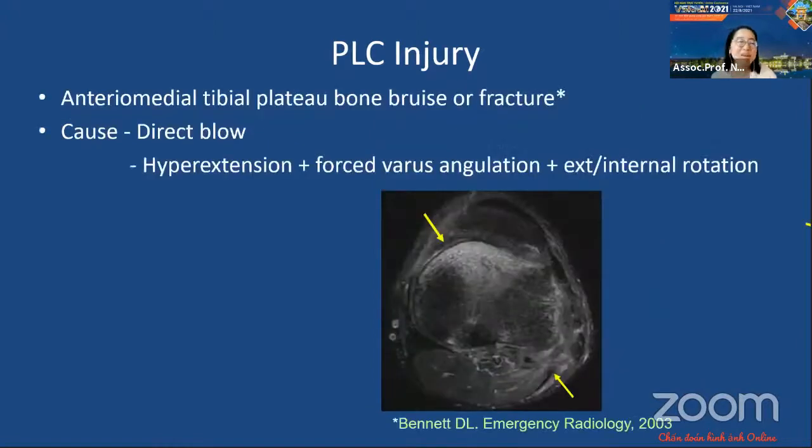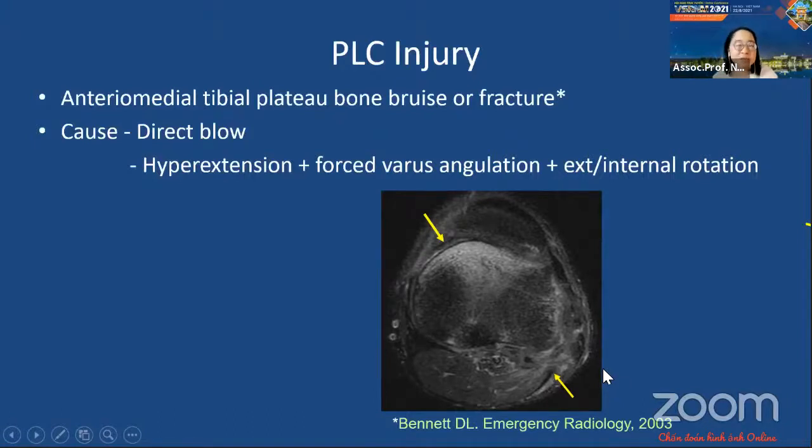And look at indirect signs, which is bone contusion, at the anteromedial tibial plateau or femoral condyle. That indicates that the injury occurs when the knee has hyperextension, varus force angulation, either in external or internal rotation. That indicates that when you have direct force from the medial side, the anteromedial side, this posterolateral corner is the concave region that's prone to injury.